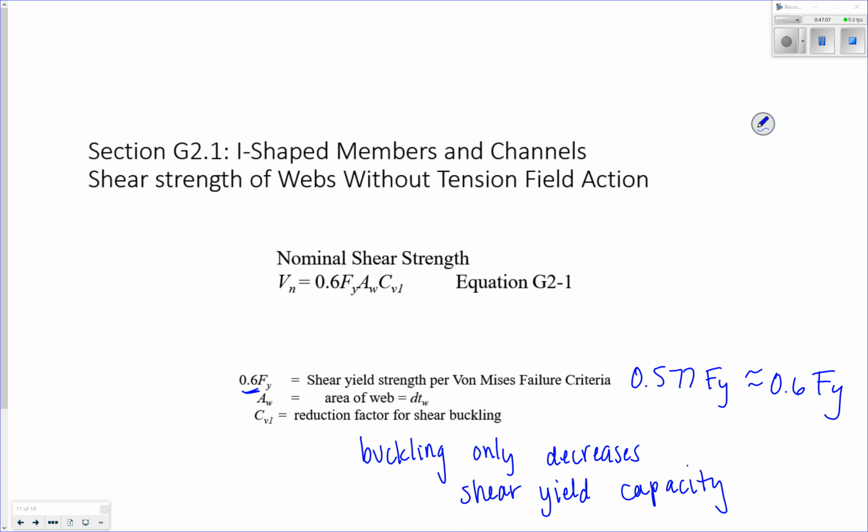So I have my shear stress associated with yield, the area of my web, which is the depth times the thickness, with the depth being that of the entire section. If it's a W18x76, your depth is 18. We're not talking about just the height of the web minus the flanges. We're talking about the entire depth, right?